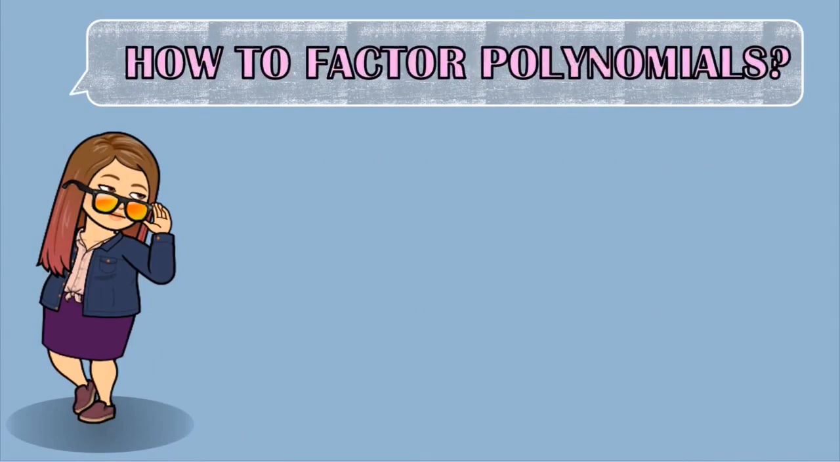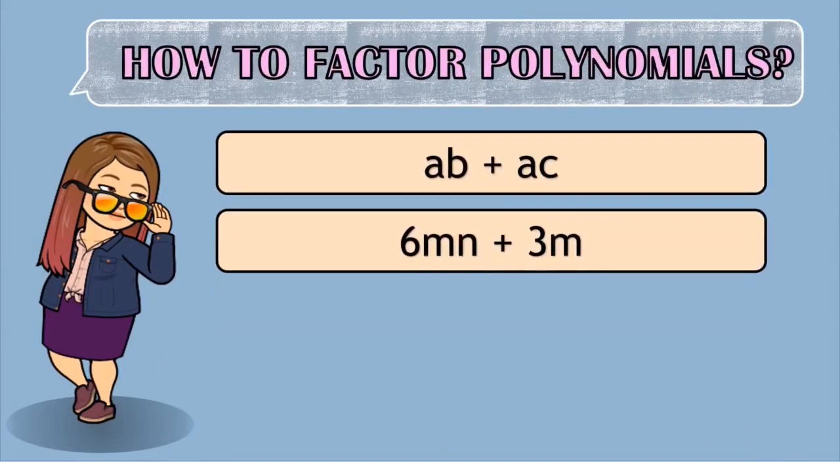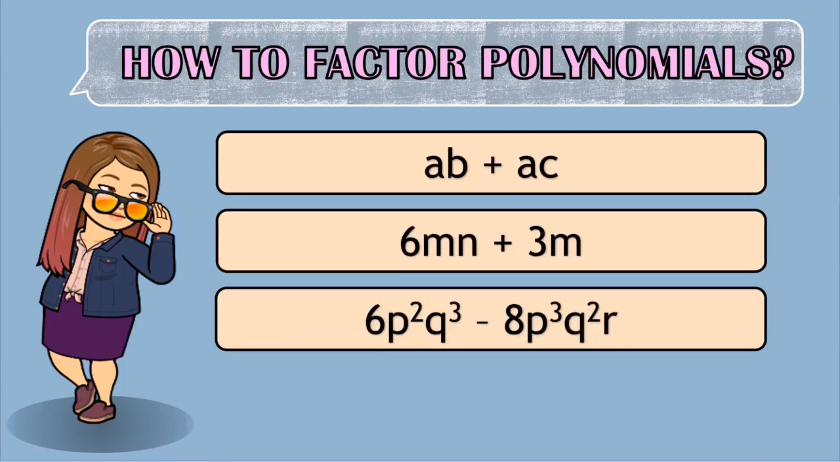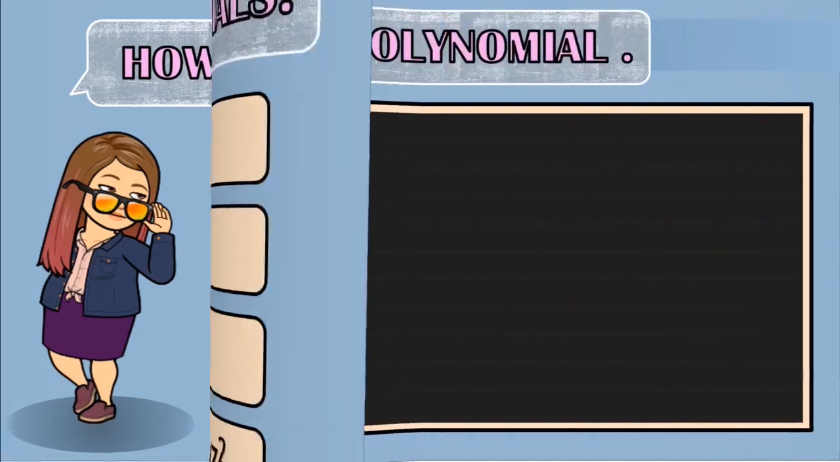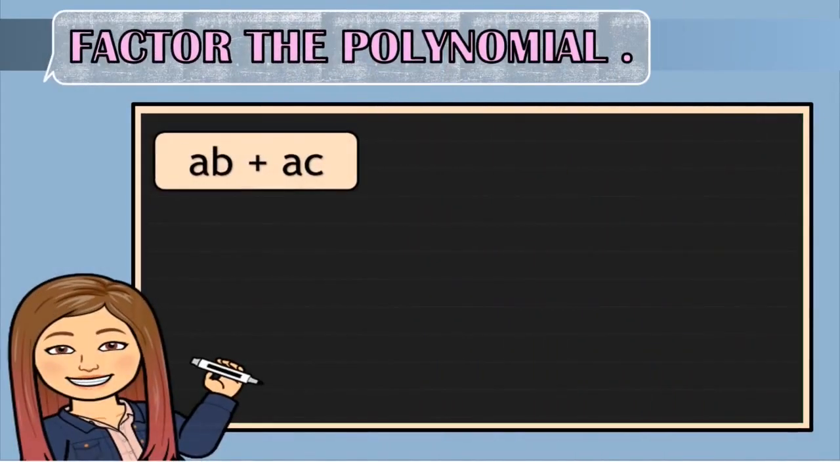This time, we will be using the same examples that we had when we discussed GCMF using prime factorization. This is for us to easily differentiate which method is the easiest for us to use. So let's factor ab plus ac. As you notice, the first term ab and the second term ac have a common variable, and that is a. Therefore, we can say that a is the GCMF. And then let's prepare the parentheses in which we can enclose the quotient.